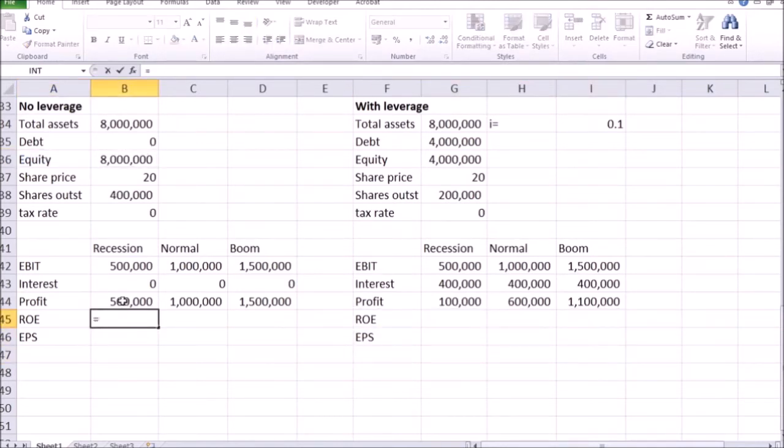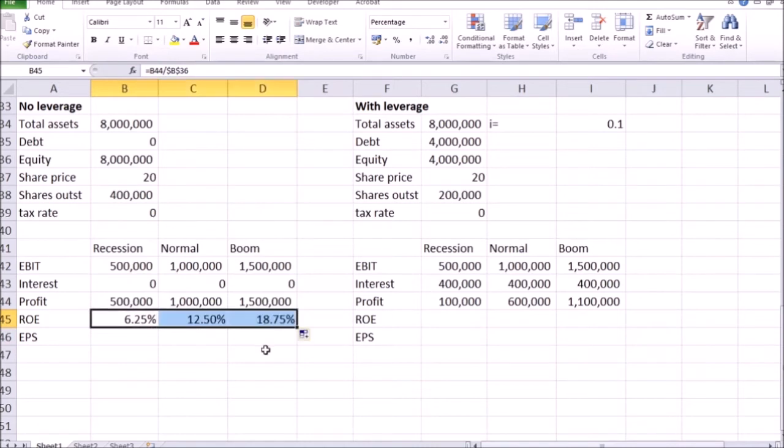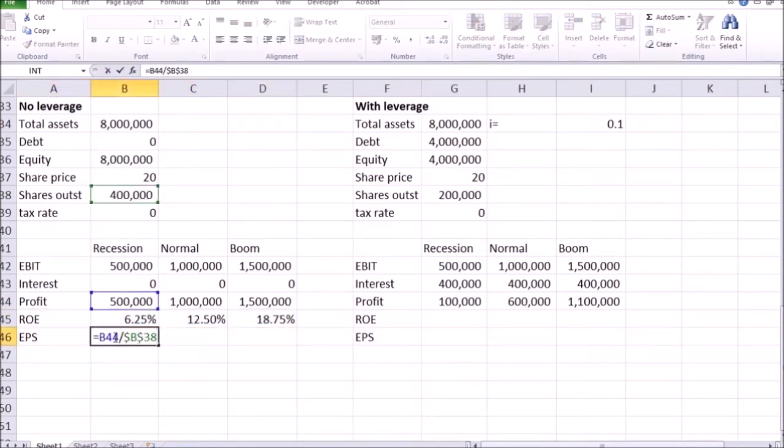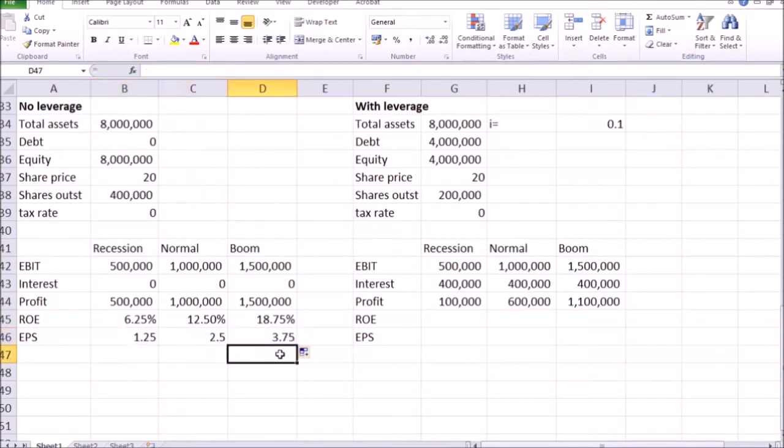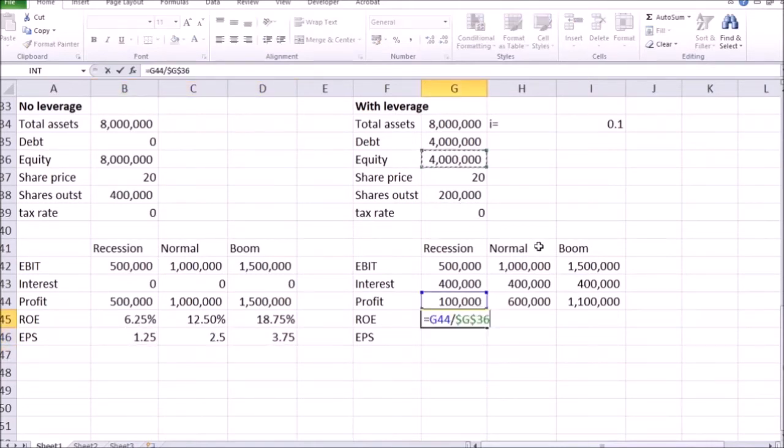Return on equity is, of course, net income divided by total equity. Fix the reference and copy the formula, which gives you the return on equity to the shareholders in case of no leverage. And of course, earnings per share is net income over the number of shares outstanding. Fix the reference and copy the formula. That's earnings per share in dollars. Let's do the same for the company with leverage.